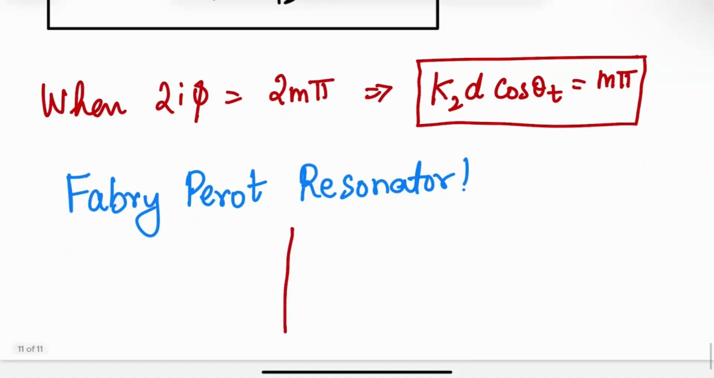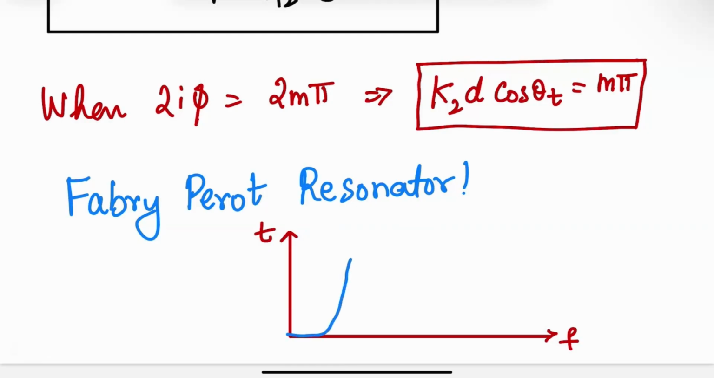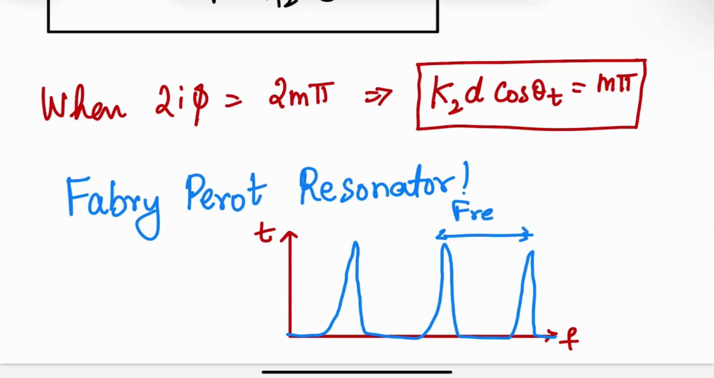And so if you plot this, say as a function of frequency, I'm plotting the transmission. Right? Your Fabry-Perot transmission will look like this. So at certain frequencies, you will have these resonances. And this separation is called the free spectral range, FSR.